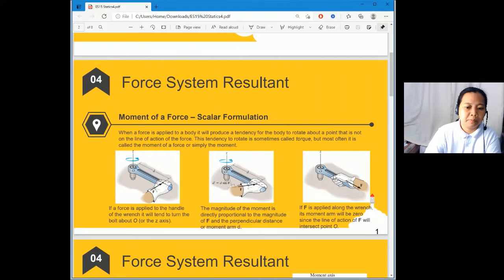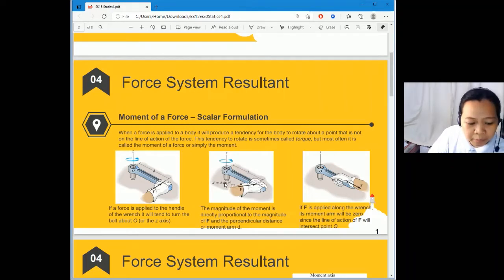So if this is your moment arm and your force is also along this line, then no moment happens. But if you apply the force at an angle theta, you will create a moment at axis Z.